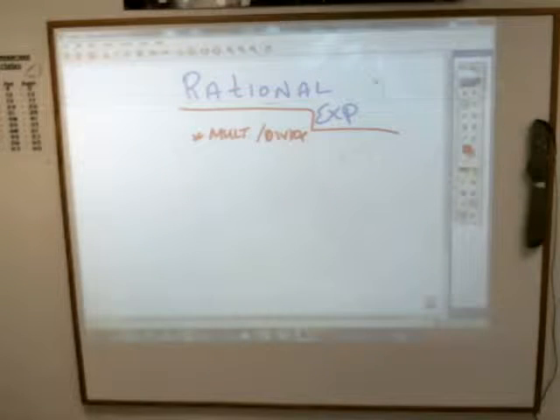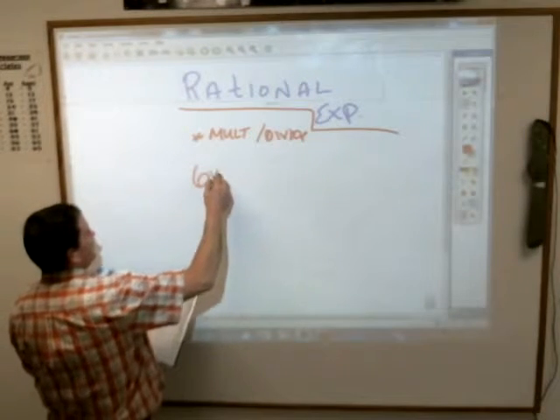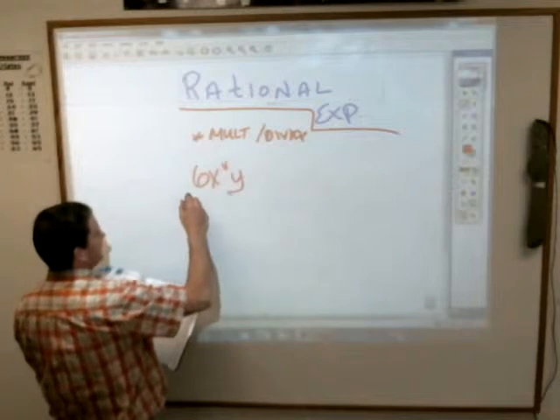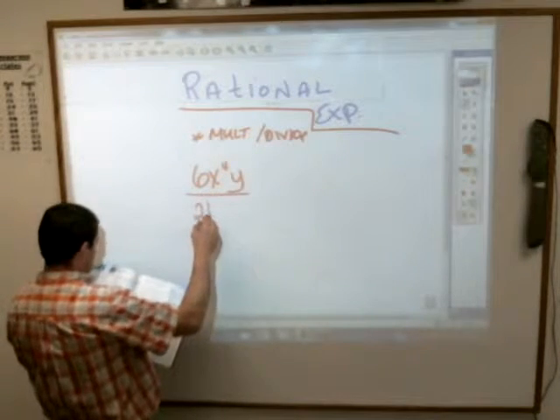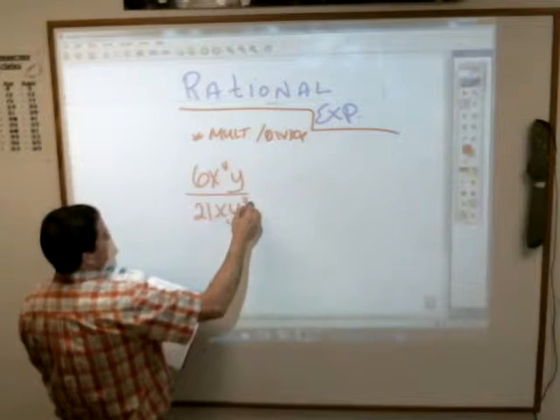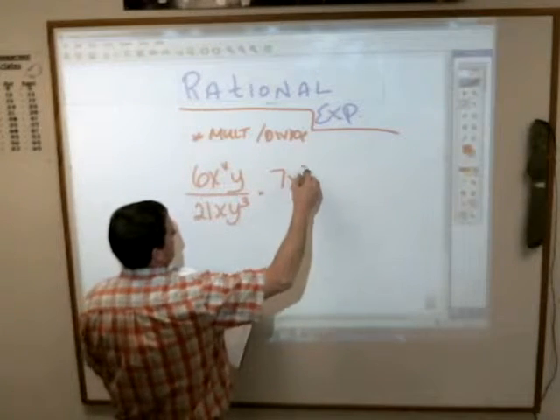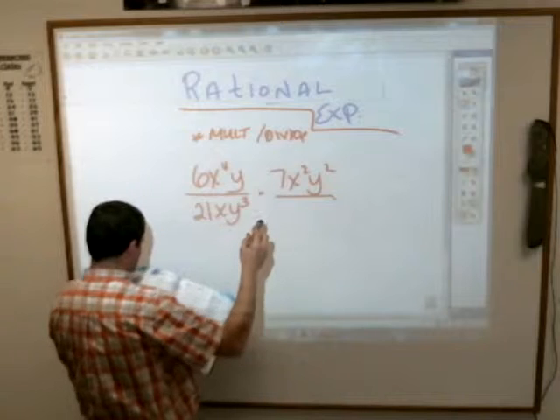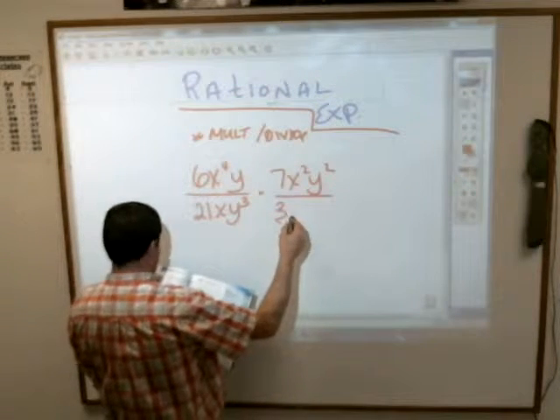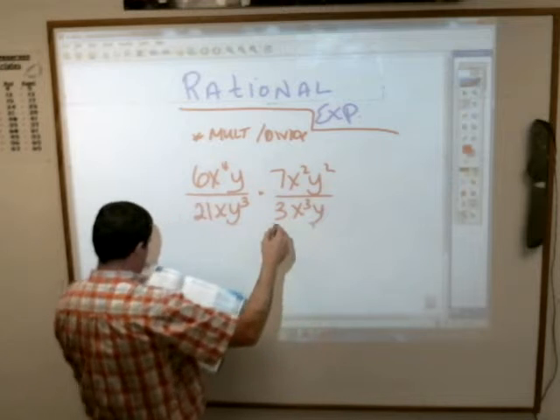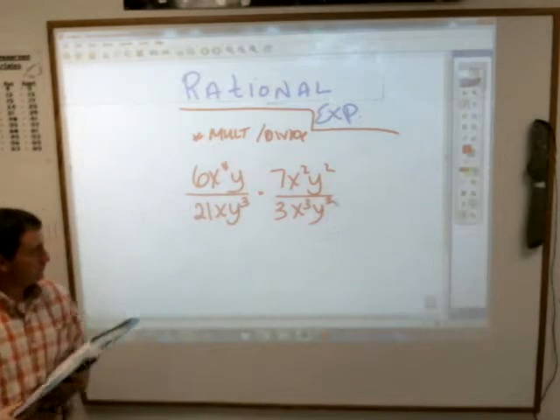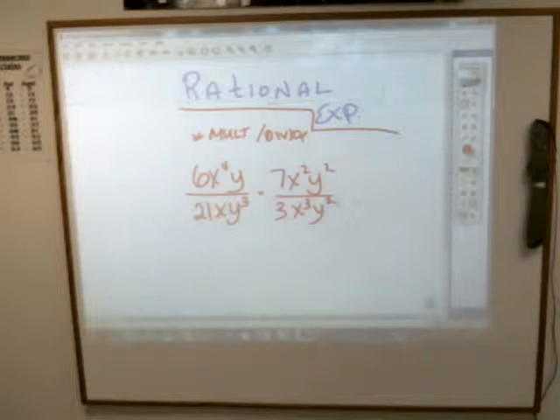Problem? Well, let's start with the simple one, if there is such a thing. 6x to the fourth y over 21xy to the third, times 7x squared y squared over 3x cubed y squared. This is simple compared to what we've been talking about in a bit here.